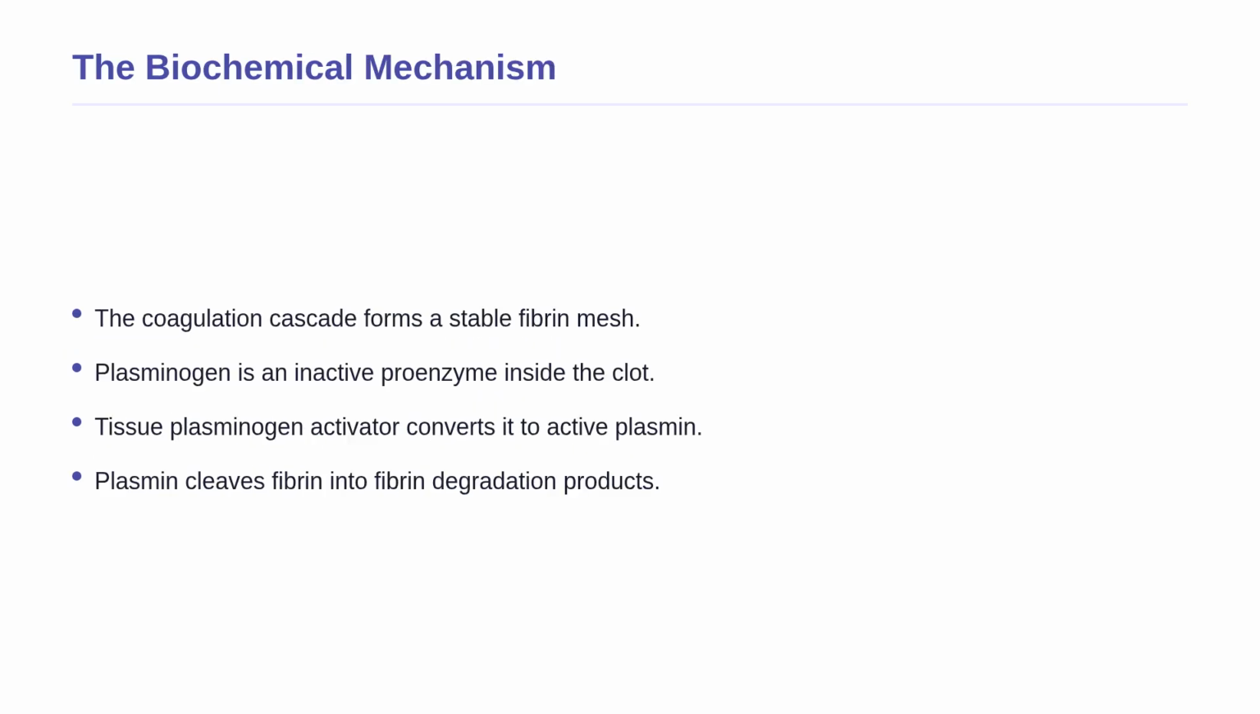Building on the idea of a cleanup crew, let us examine the specific tools they use. When a blood vessel is injured, the coagulation cascade forms a stable fibrin mesh to stop the bleeding. Incorporated into this mesh is an inactive proenzyme called plasminogen. When activated by specific triggers like tissue plasminogen activator, or TPA, plasminogen is converted into the active enzyme plasmin. Plasmin then systematically acts like a pair of molecular scissors, cleaving the fibrin polymer into soluble fragments known as fibrin degradation products, effectively clearing the vascular obstruction.